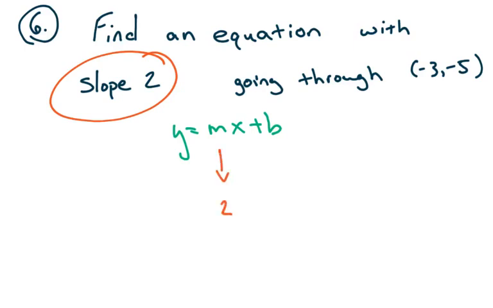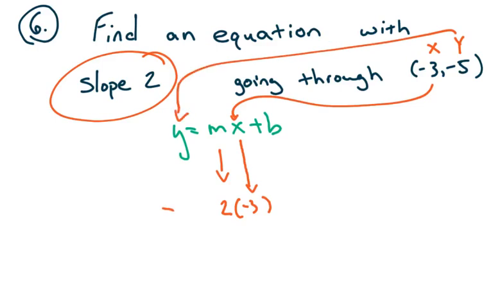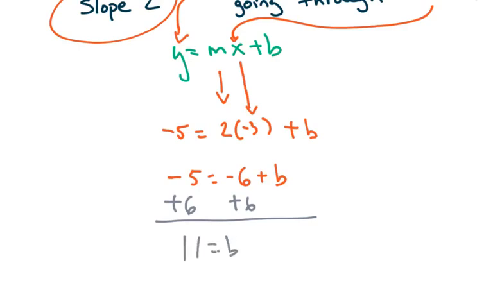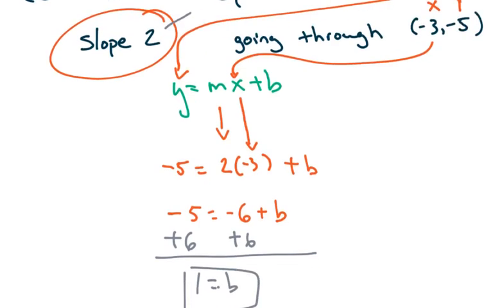So slope is 2. It goes through x comma y. So we know x is -3, right? And y is -5. And then we solve for b. So add 6 to the other side. And b is 1. So if I know b is 1, my slope is 2, then the equation is simply y equals 2x plus 1.